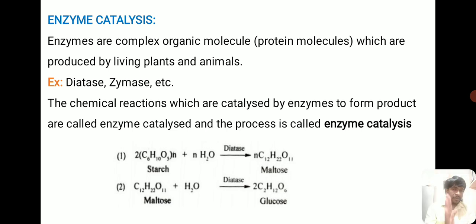For example, when starch is treated with water in the presence of an enzyme catalyst, that is diastase, formation of maltose takes place, that is C12H22O11. Another example, when maltose is treated with water, again in the presence of diastase, the formation of glucose, 2 units of glucose, takes place.